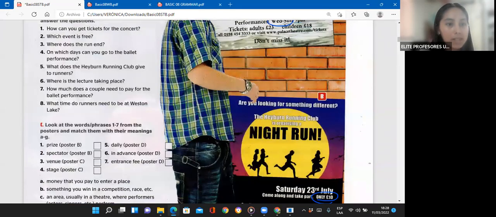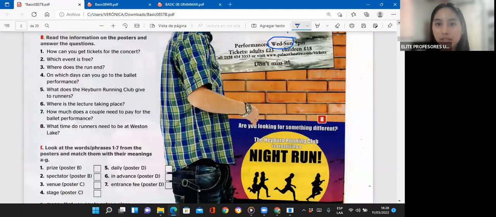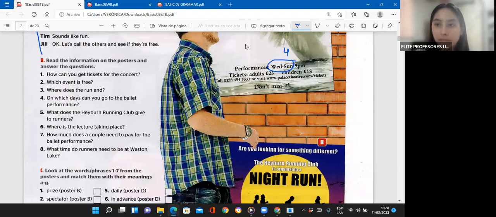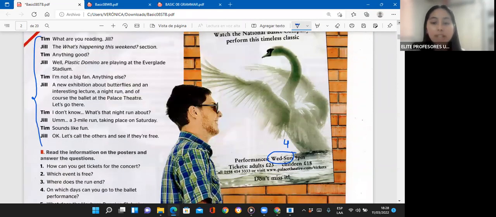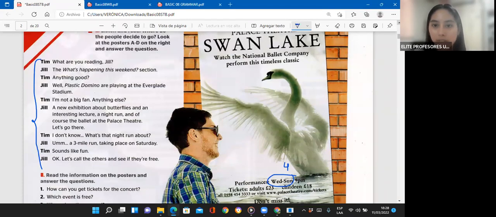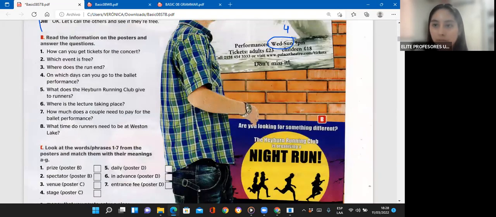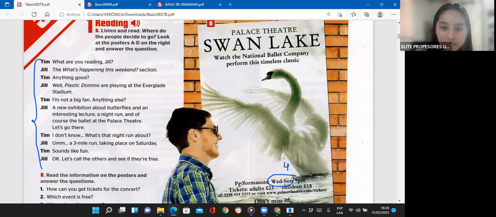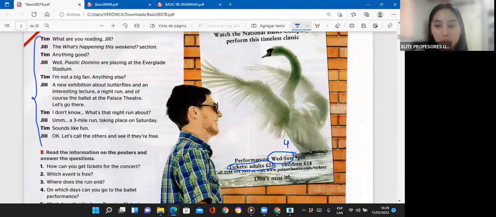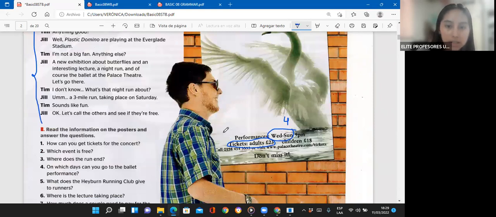Okay, what about seven? How much does a couple need to pay for the ballet performance? This is the ballet performance. 46 pounds? 46 pounds, that's right. You see here the tickets, this is the price, 23 pounds, plus one, más uno, un ticket más, 46, that's right. So let's put here, 46. Yes.